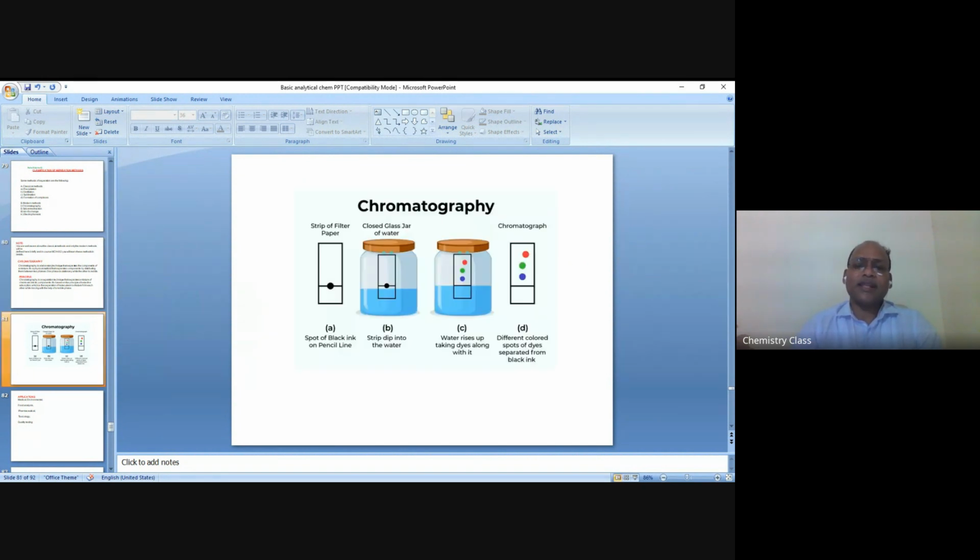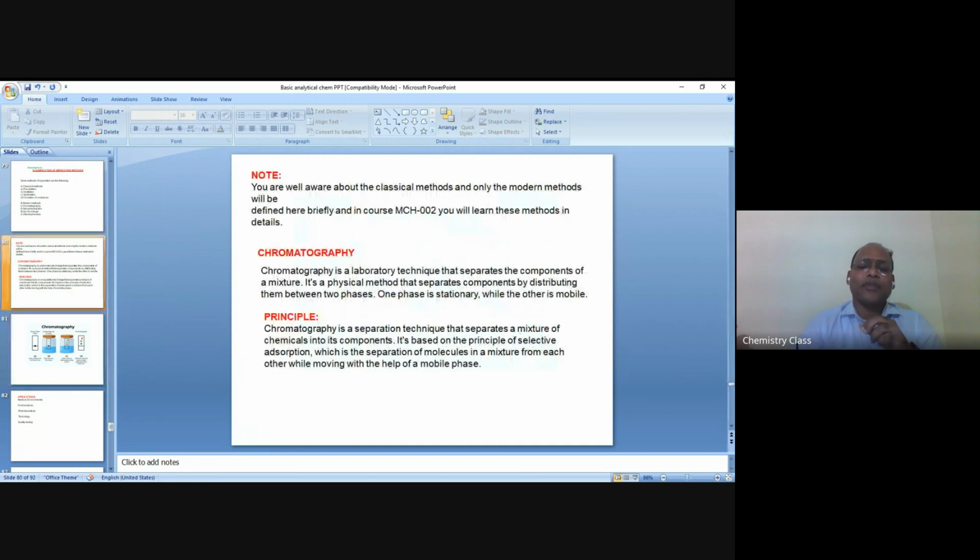If you go to the next slide, you will see the chromatography process. I have taken a strip of filter paper. Suppose you have sand and water, a heterogeneous mixture. The sand is stationary and the water is mobile. If you pour it onto the filter paper, the water will pass through and be filtered, and the sand will remain over there. So this is one type of chromatography process.